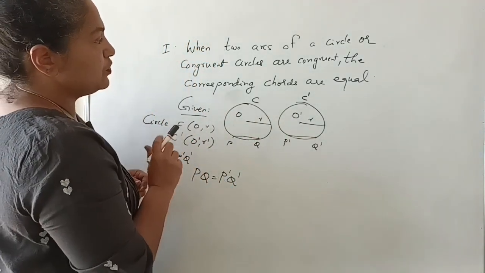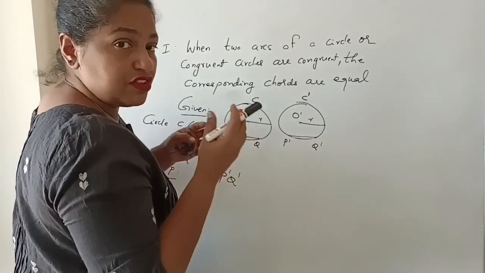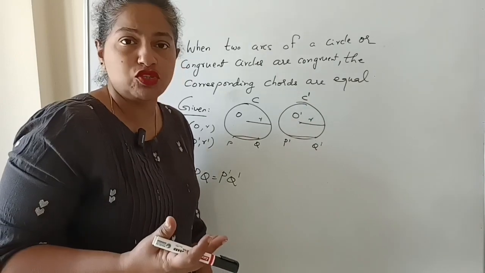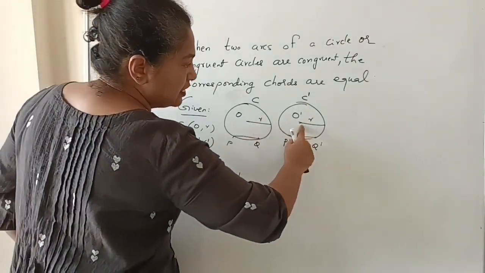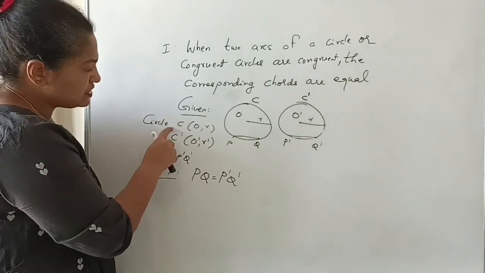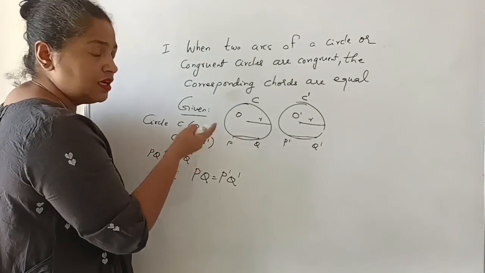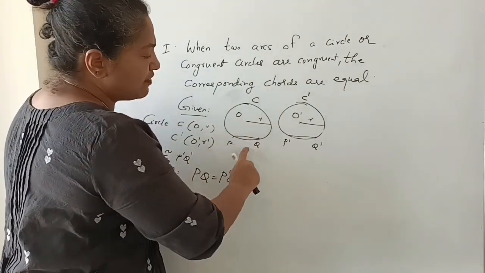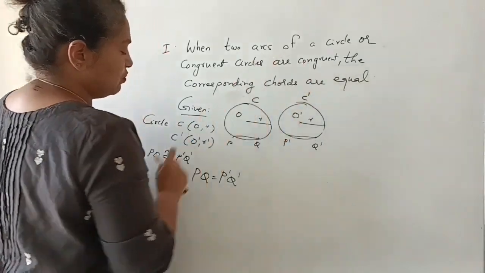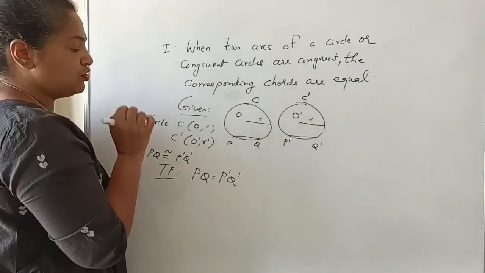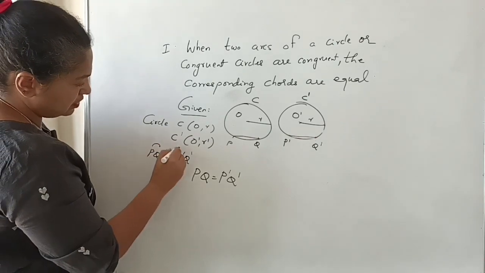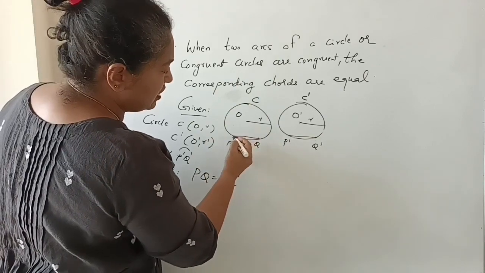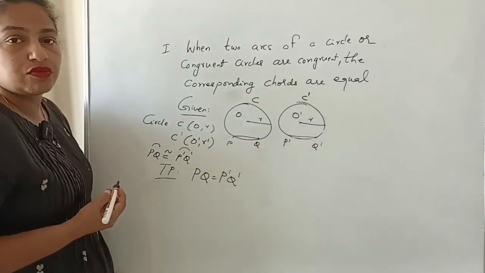Now, what is given to you? We have been given 2 circles which are congruent. So when circles are congruent, we know that the radii of both the circles are supposed to be equal. So if the radius of this circle is R, the radius of this circle is also R. My first circle is C with center O and radius R. My second circle is C dash with center O dash and radius R dash. I have 2 arcs PQ and P dash Q dash which are given to be congruent. Okay, what do we need to prove? We need to prove that the corresponding chords which are given by these 2 endpoints are also equal.